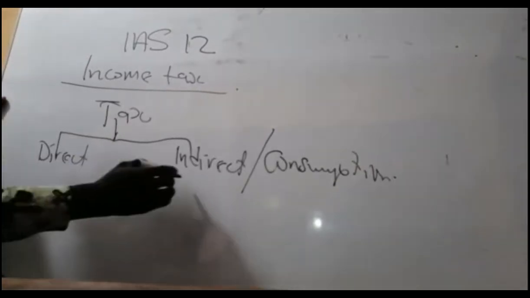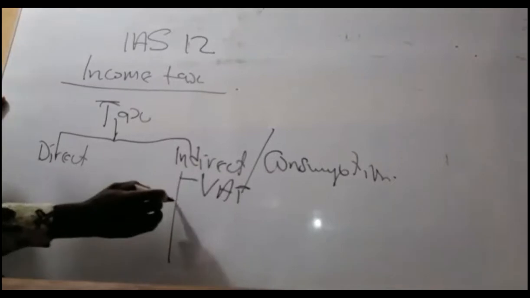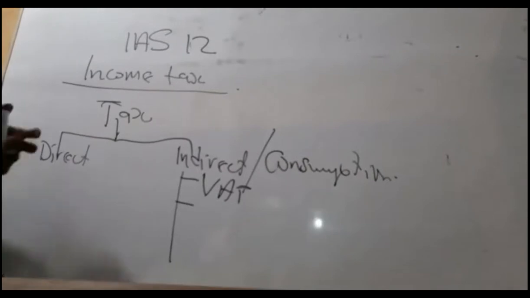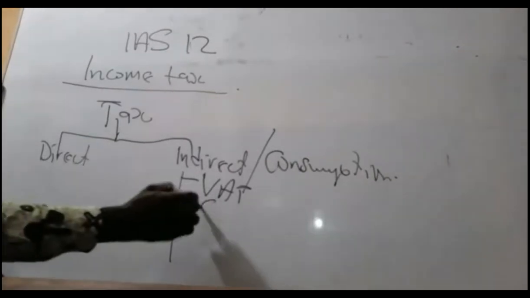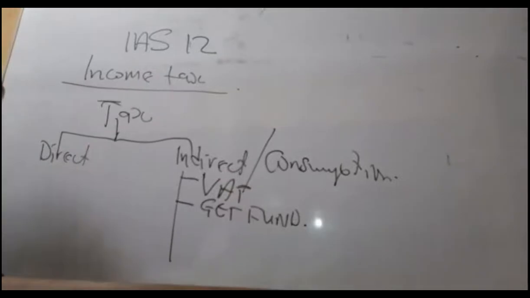Examples include what? Let's give some few examples. VAT. Two more: the GET Fund and then the health insurance levy. 2.5, 2.5, making 5, VAT 12%. So the GET Fund and then the health insurance.